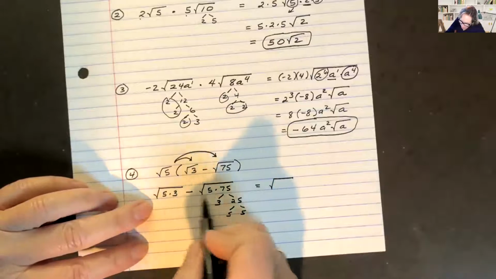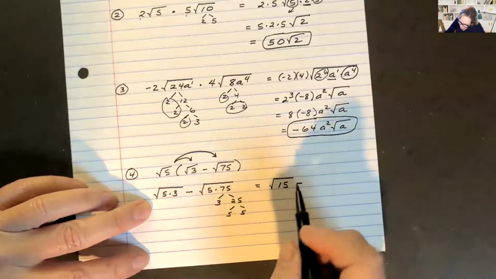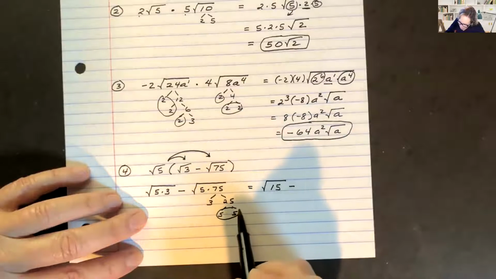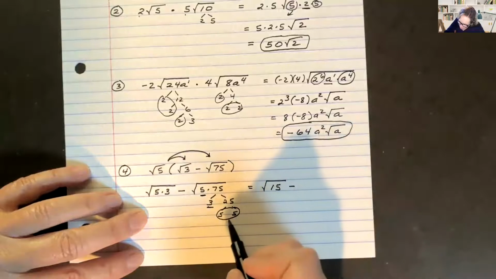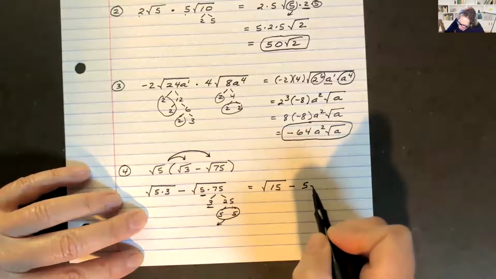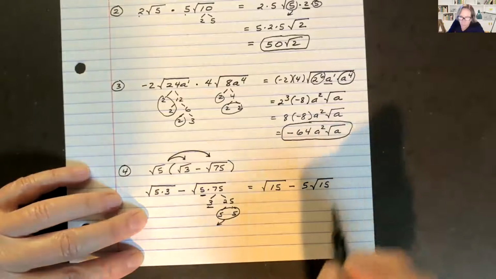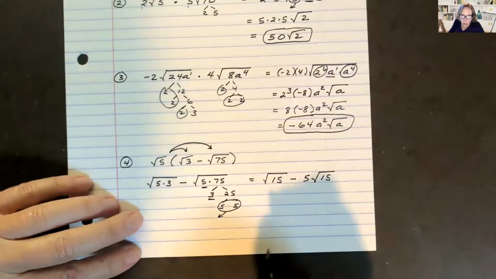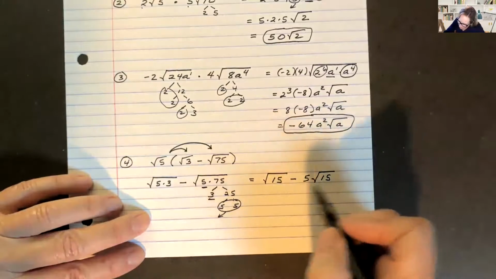Cannot be simplified anymore. It's not like multiplying. So that's going to be square root of 15 minus, and here I'm going to have a pair of 5s, and I'm going to leave a 3 and a 5 under the radical. So a 5 will come out from here, and what will be left is the 5 times 3, or the 15. Okay, so this is square root of 15 minus 5 root 15.